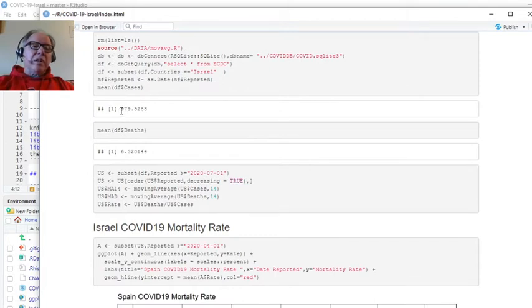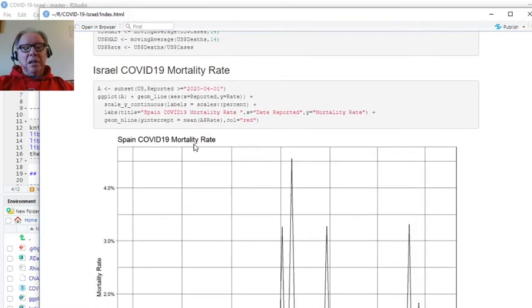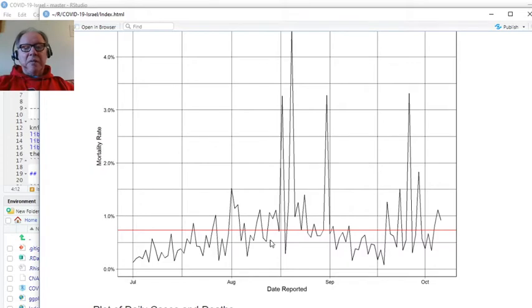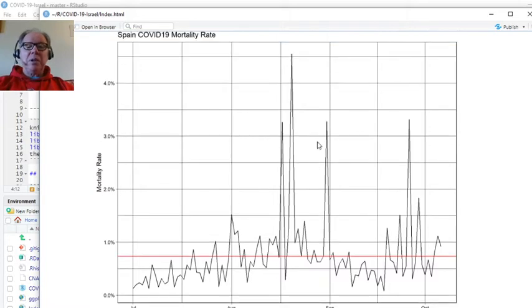They're currently averaging 980 cases a day and about 6 or 7 deaths a day. The red line is the average mortality rate. That's simply the number of deaths divided by the number of cases. You can see some volatility here. It's hard to say why that's there. The average mortality rate is about 0.75%. There's this volatility for some reason. I'm not quite sure why that is.